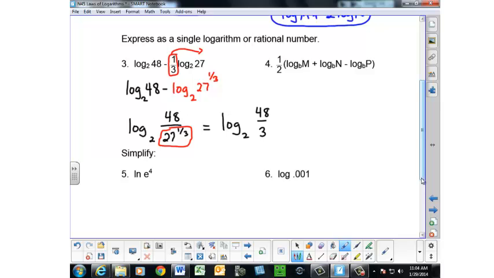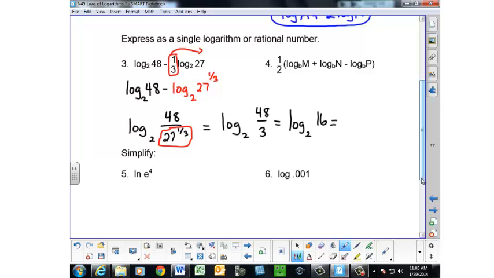And then we can simplify that fraction. 48 divided by 3 equals 16. So all of this you could do in your head if you understand that the 1/3 power is the cube root, and then you could actually do all of this in your head.